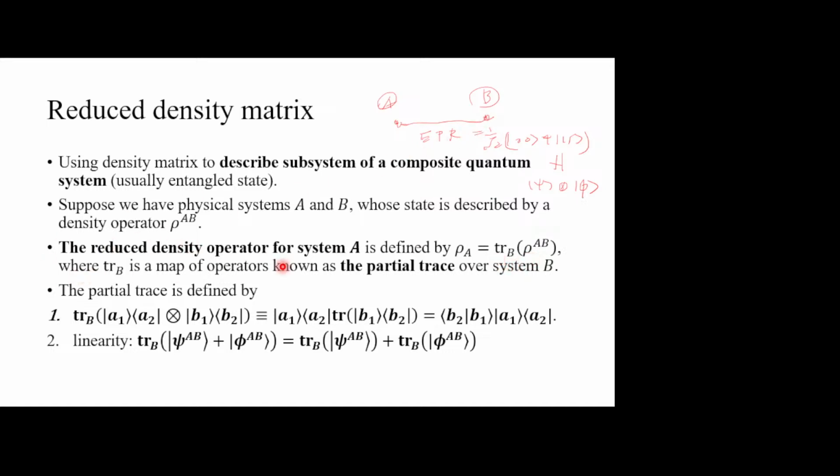Actually not on the B part, here we trace on the A part. So how can the state A holds be described? It's described by this reduced density matrix rho A that can be calculated by the trace B operator. So it's trace B of rho AB. Trace B is a map called the partial trace on system B, and the partial trace is defined here. Basically, you do a trace on the B part.